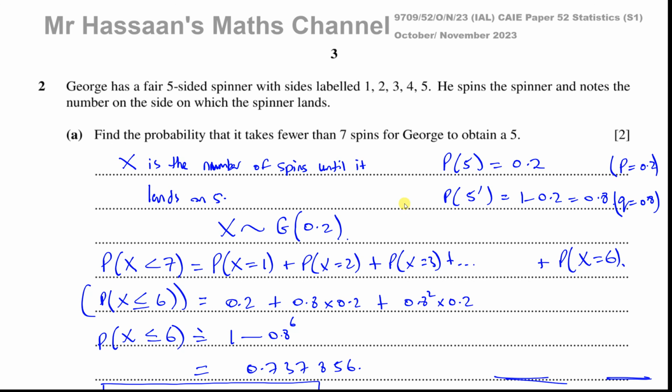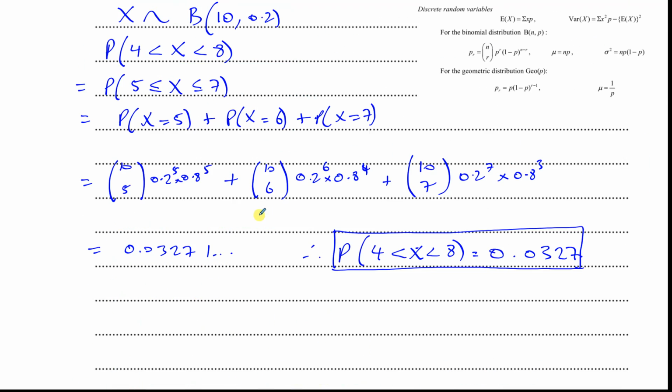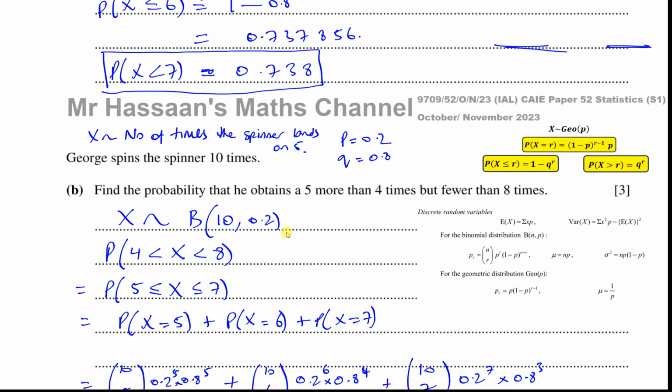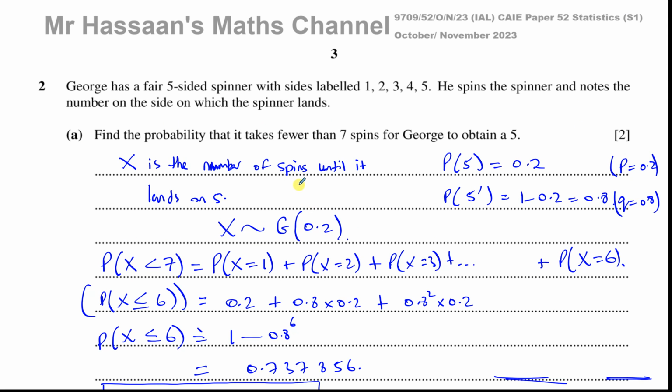So the whole of this paper so far, question 1 was like a normal discrete random variable question, just a general one. And in question 2, you have a geometric and a binomial distribution type of question. Okay, so they're all to do with discrete random variables, all under the topic of discrete random variables. Okay, so that concludes this question.